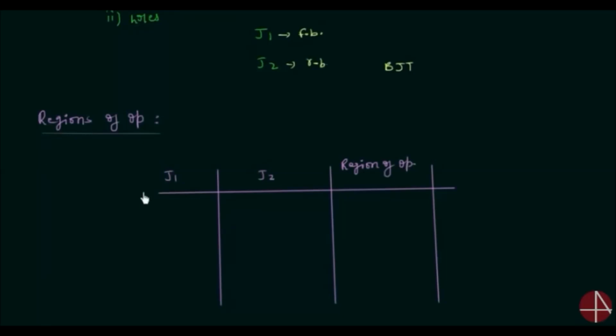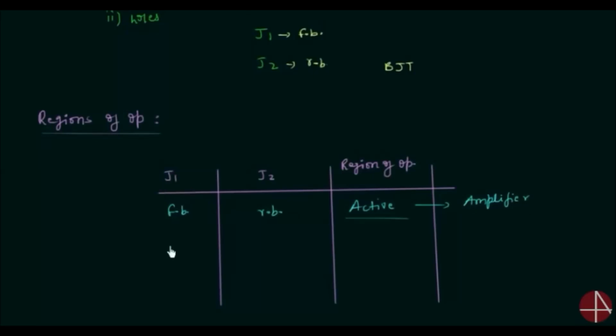When junction J1 is forward biased and junction J2 is reverse biased, the region of operation is active. When the operating point is in active region, or you can say the transistor is in active mode, the transistor operates as an amplifier.